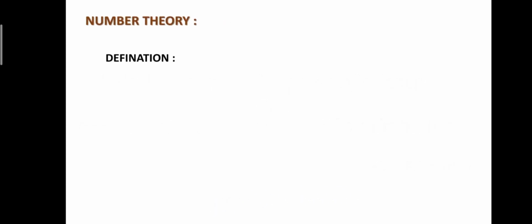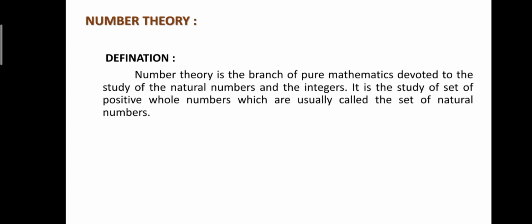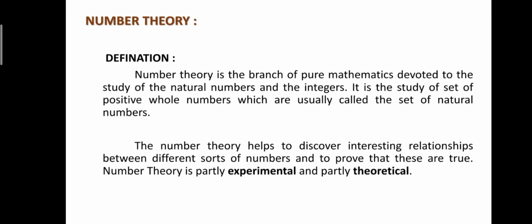Here is the basic definition of number theory, which says that number theory is the branch of pure mathematics devoted to the study of natural numbers and the integers. It is the study of the set of positive whole numbers, which are usually called the set of natural numbers. Number theory helps to discover interesting relationships between different sorts of numbers and to prove that these are true.